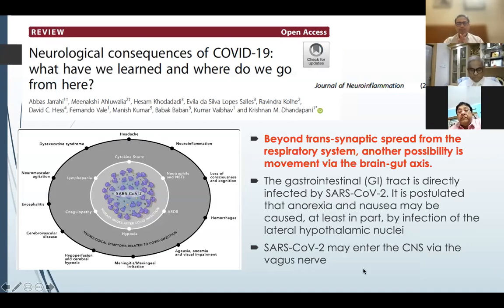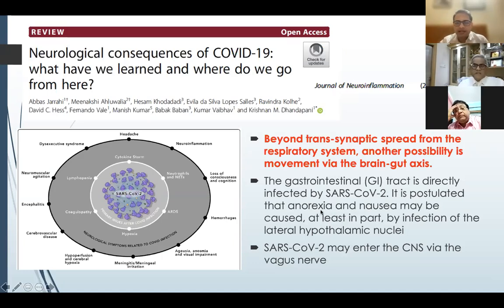Now, another very interesting hypothesis which gained a lot of importance and attention during this COVID pandemic is the brain-gut axis. The movement of the virus from the gut to the brain, beyond transsynaptic spread through the respiratory system, is also very important and interesting.